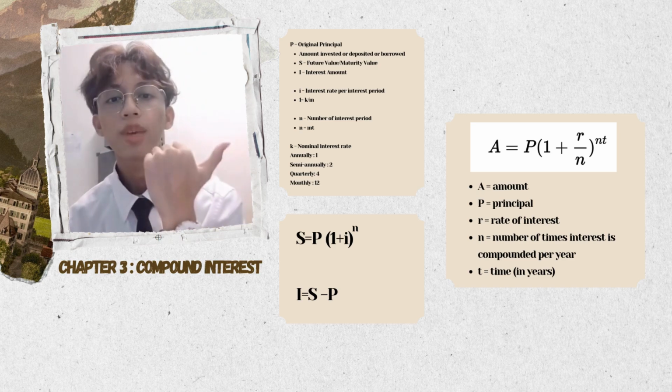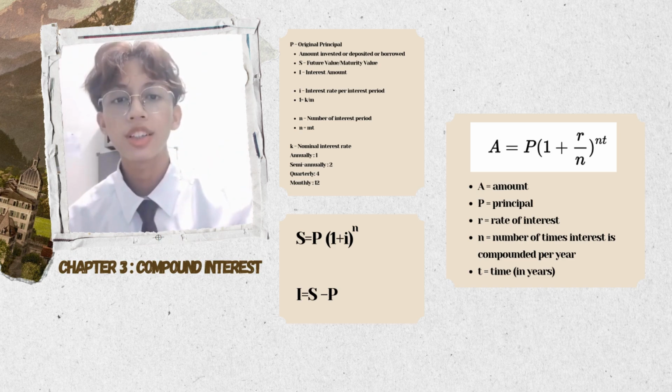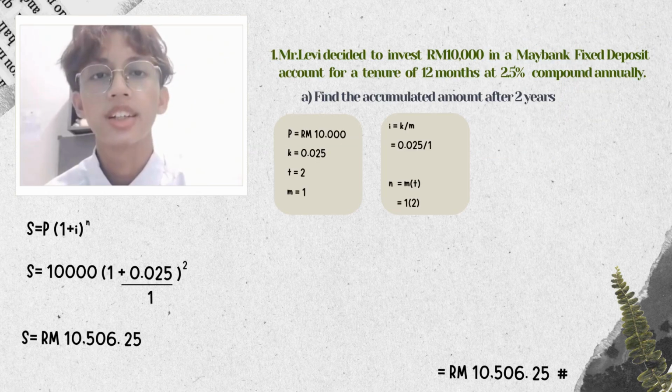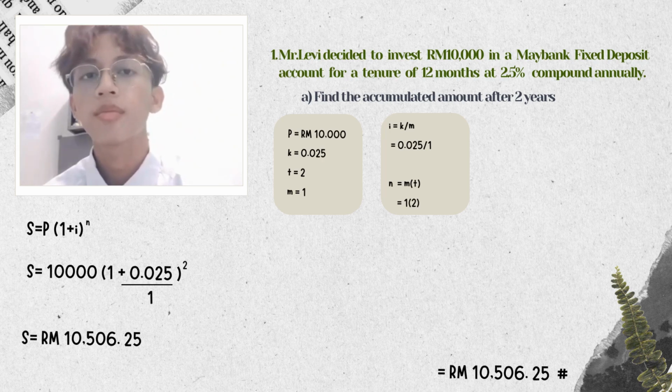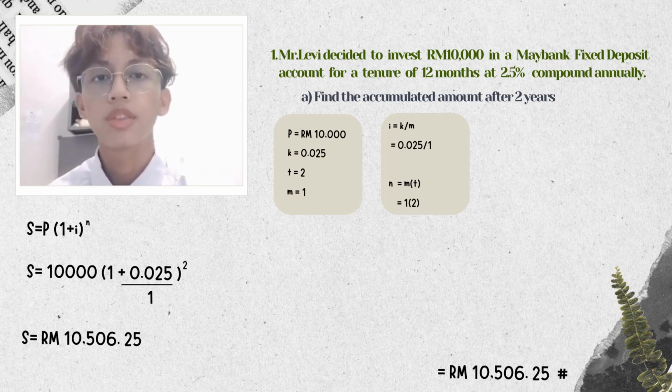As you can see on my left, we have our methodology table that we use for this topic. Let's look at the example. For question 1, Mr. Levi decided to invest 10,000 ringgit in a Maybank fixed deposit account for a tenure of 12 months at 2.5% compounded annually. Find the accumulated amount after 2 years.